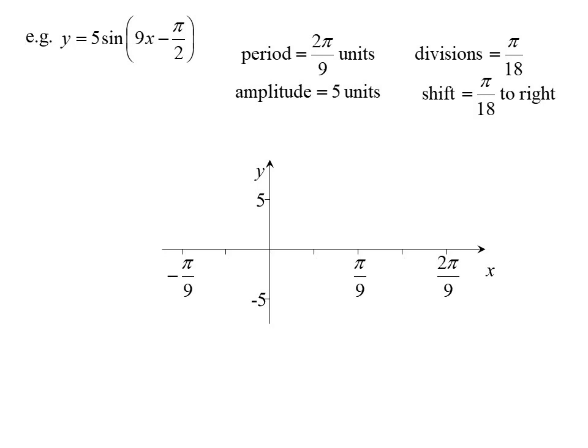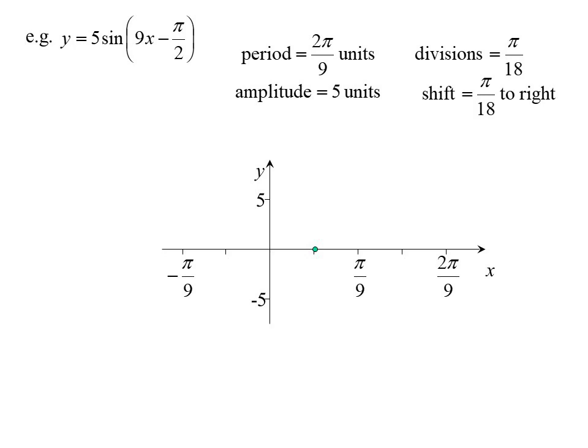And you'll notice I'm essentially drawing exactly the same picture I drew before. I've just changed the labels. So it's now pi on 9, 2 pi on 9, and minus pi on 9, and 5, minus 5. Now I'm just drawing a basic sine curve, same as I did before. I'm going to start at the origin, but oh, hang on a sec. You'll notice I didn't start at the origin. Why? Because I've got the shift. So instead of starting at the origin, I've shifted pi on 18 to the right.